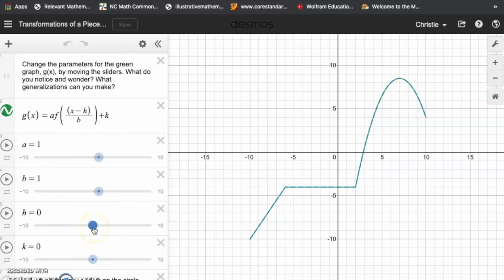Let's start by exploring with the sliders H and K. So as I move the slider, first of all, you'll see that there's actually two graphs on the screen. The blue dash graph is the original graph of the function f of x, as referred to here in this Desmos file. The green graph is the transformed function, g of x, based on f of x. So as I move the slider for h, what do you notice and what do you wonder? What kind of generalizations can you make?